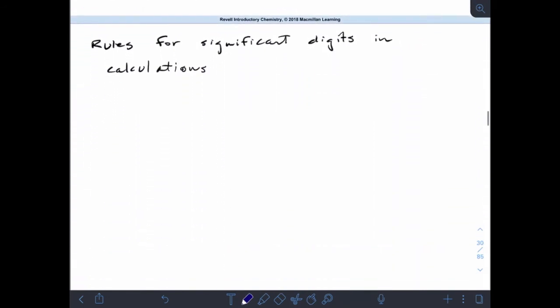Now, we're going to be applying various rules for significant digits when we do calculations. Okay, so there's one set of rules for doing addition and subtraction, and another set of rules for doing multiplication and division. Okay, so our rules for addition and subtraction.